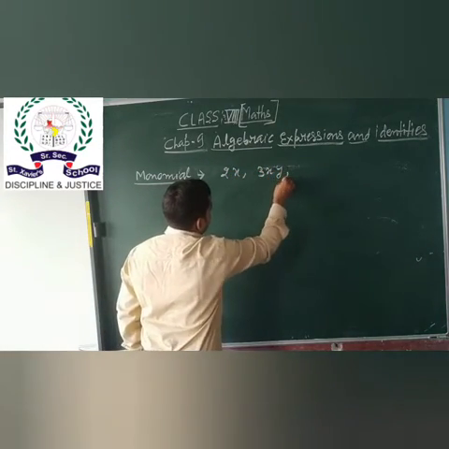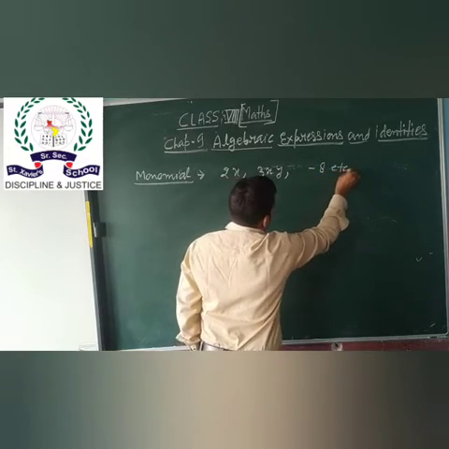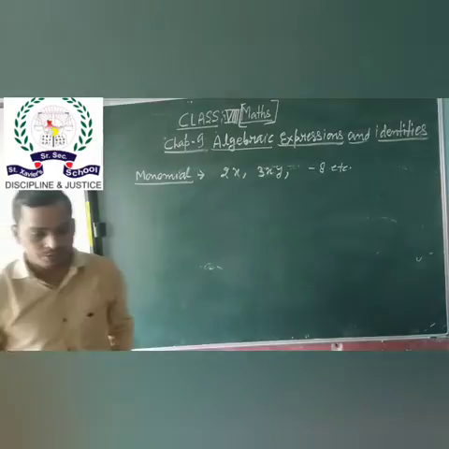Example: 2x, 3xy, minus 8, etc. So all of these are monomials.